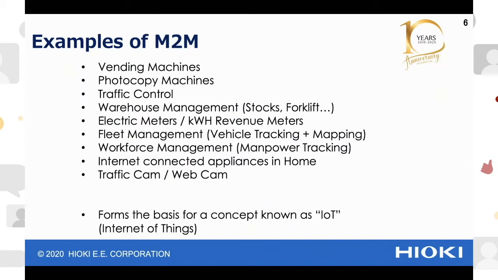Another example is a photocopy machine. When the ink runs low, the same thing, the company will come and top up the ink. Another example, smart metering for a revenue meter, let's say for our homes. This revenue meter is a smart system which will send a monthly power consumption reading to the power company so that they can do the billing and send it to the residents. So all these applications form the basis of IoT.